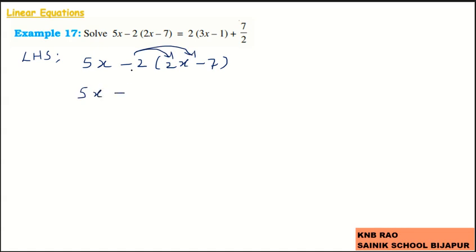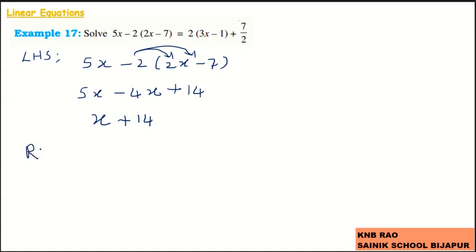5x minus 2 into plus 2x gives you minus 4x, minus 2 into minus 7 gives you plus 14, minus 2 multiplied to minus 7. This 5x minus 4x is x plus 14 is LHS.